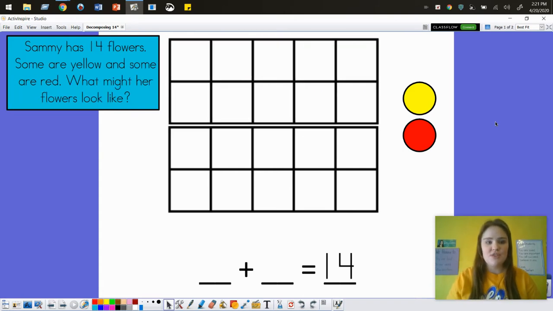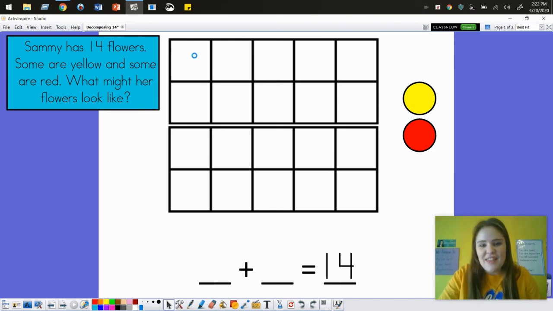So let's go ahead with this first question. I'll read it again. Sammy has 14 flowers. Some are yellow and some are red. What might her flowers look like? So really, we can pick any number we want for the first number. We're going to do yellow flowers first. So what do you think? How many yellow flowers do you think Sammy might have? There isn't a wrong answer as long as the number is within 14. So think, what number do you want? And let's see if I pick any of your numbers.